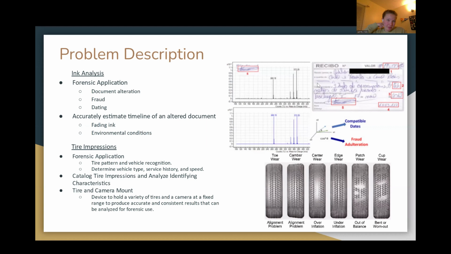For the problem description for our project, we have two parts. We have the ink analysis and the tire impressions. For the ink, we'd like to determine if the document had been altered. This would be fraud. And then hopefully accurately estimate the timeline of an altered document using several different methods. For the tire impressions, we'd like to create a tire and a camera mount to analyze tire patterns, which can tell you the service history, speed the tire is going at. And both of these parts of the project would be very heavy in forensic applications.